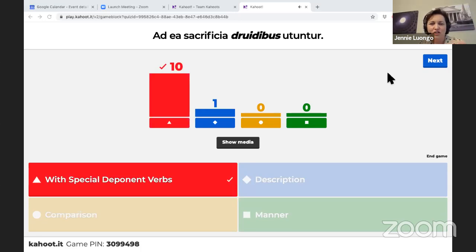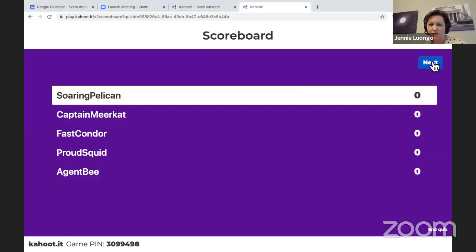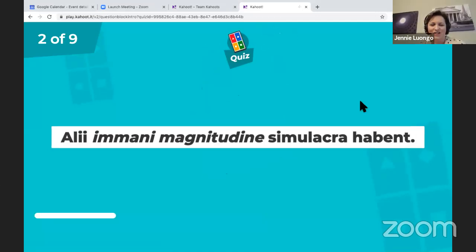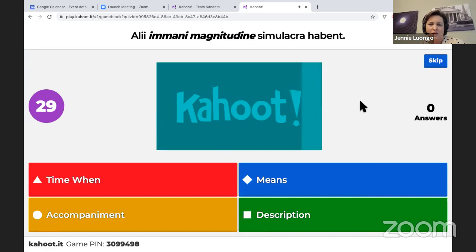All right. So when you see the utuntur, that is a good clue that we're looking at an ablative with special deponent verbs. So good job, everybody who got that one. Nice job. Yes, exactly. So the next question we're going to look at is alii imani magnitudine simulacra habent.